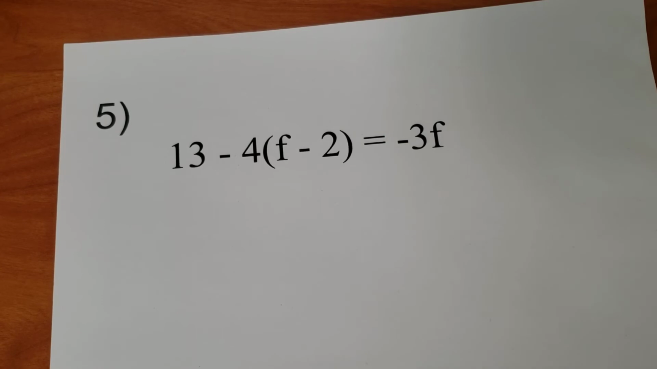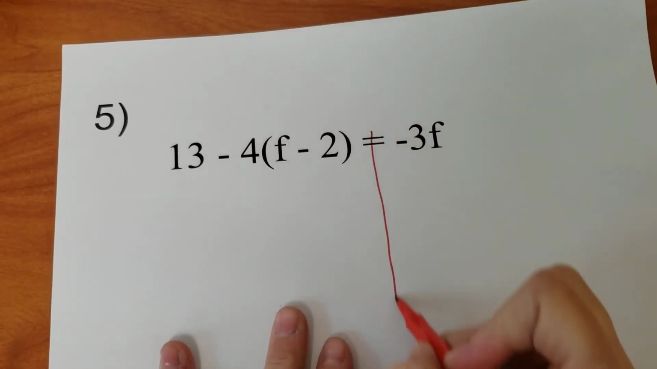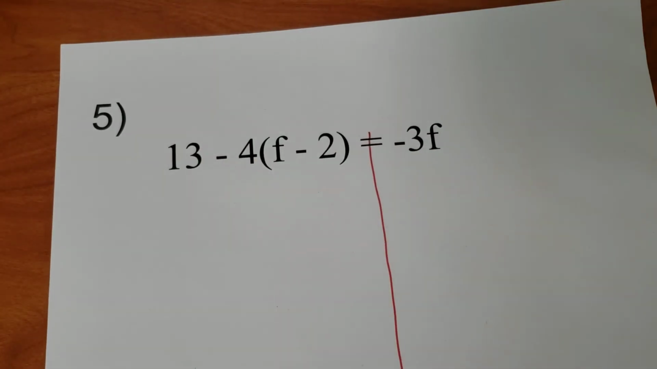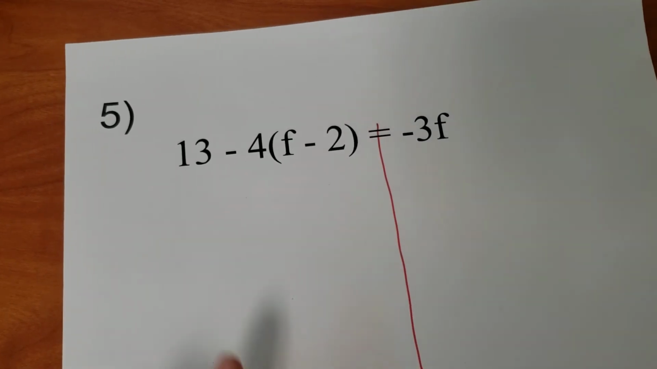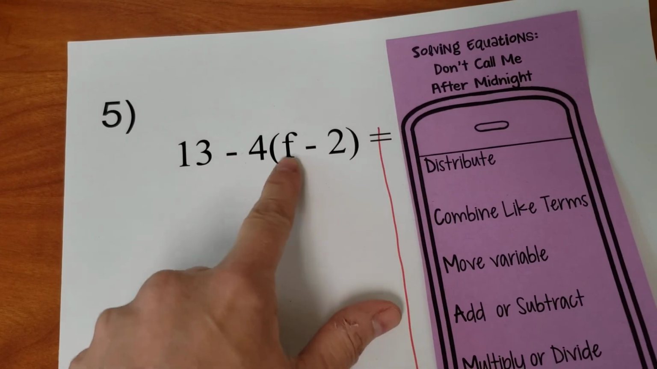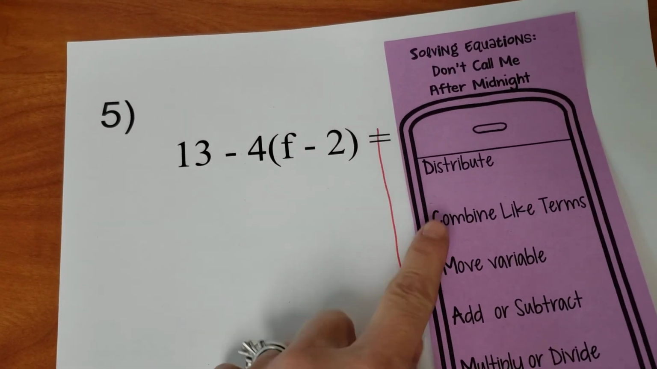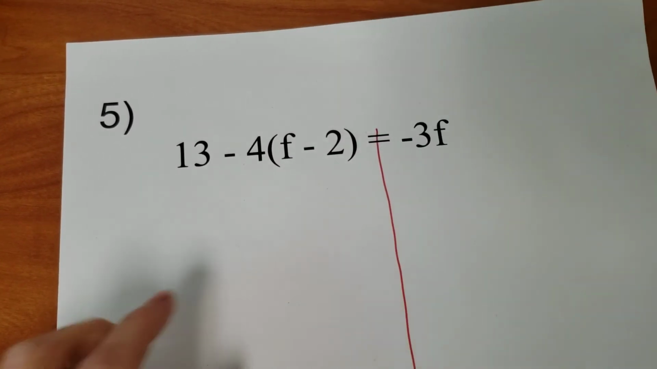Let's check out and see what happens here. What are we going to get for f? Are we going to get one solution? Are we going to get infinitely many, or are we going to get no solution? Let's check it out. Looks like on the left-hand side here, we're going to need to distribute, and then we'll probably need to combine some like terms before we move the f to one side.